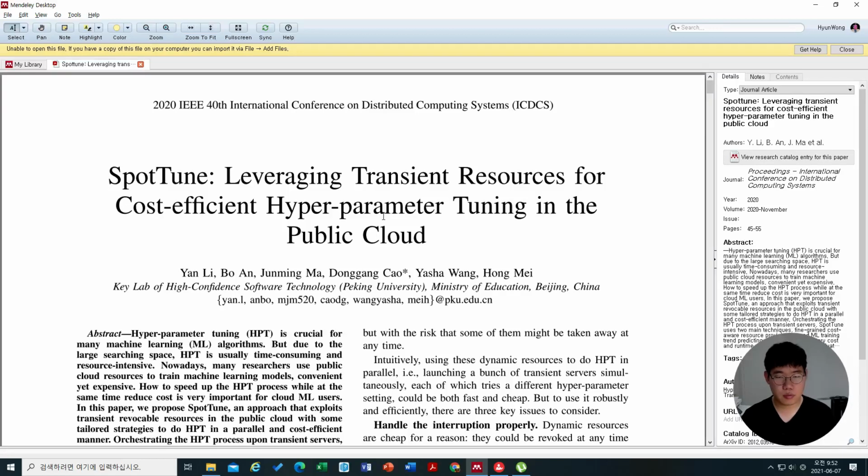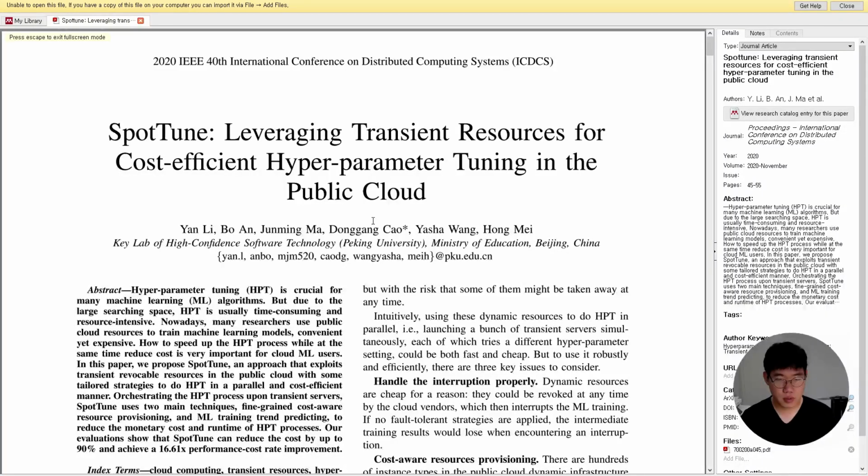SpotTune: leveraging transient resources for cost-efficient hyperparameter tuning in the public cloud. Abstract: hyperparameter tuning (HPT) is crucial for many machine learning algorithms, but due to the large search space, HPT is usually time-consuming and resource-intensive. Nowadays, many researchers use public cloud resources to train machine learning models. Convenient yet expensive. How to speed up the HPT process while at the same time reducing cost is very important for cloud machine learning users.